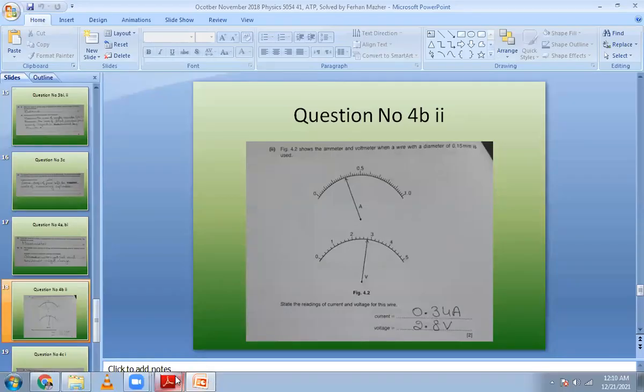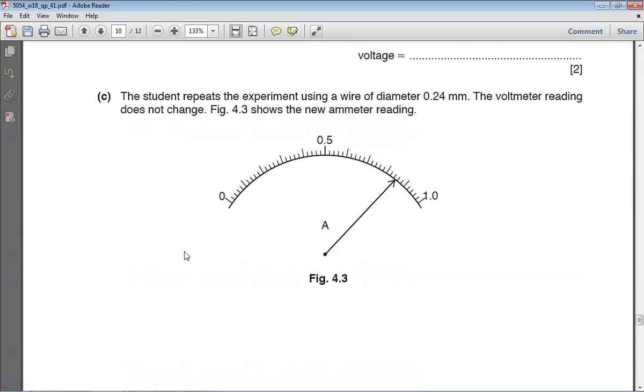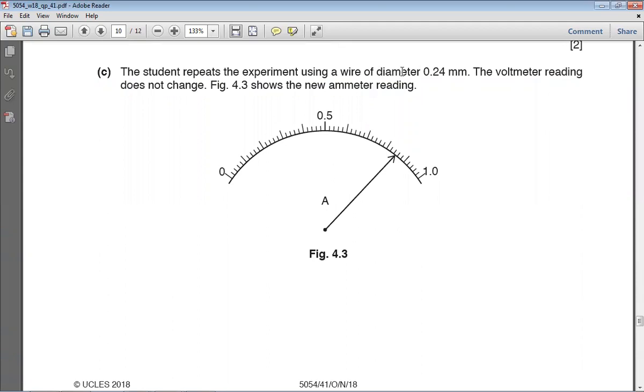Okay. So then the next question is, the student repeats the experiment using a wire of the diameter 0.24 millimeter. The voltmeter reading does not change. Figure 4.3 shows the new ammeter reading. The voltmeter reading is not changing, but the ammeter reading has changed. Now the reading is, this is 0.5, 0.6, 0.7, 0.8, 0.9, and 1, 0.8, 0.82, 0.84, 0.86. So the reading is between 0.84 and 0.86. So it is 0.85 ampere.